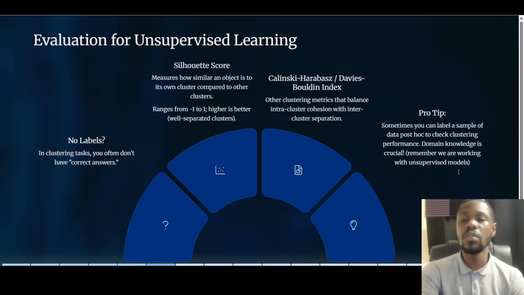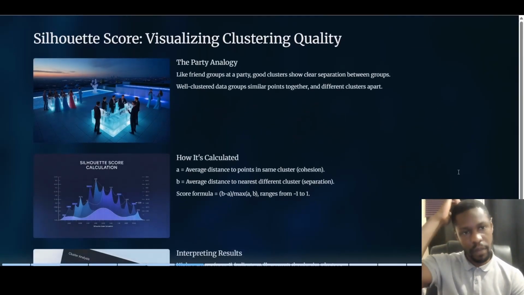And remember this pro tip, sometimes you can label a sample of data post hoc to check clustering performance, but domain knowledge is crucial, for remember that we are working with unsupervised models and we don't have labels to act as that trainer and that guide and that teacher for the model. Alright.